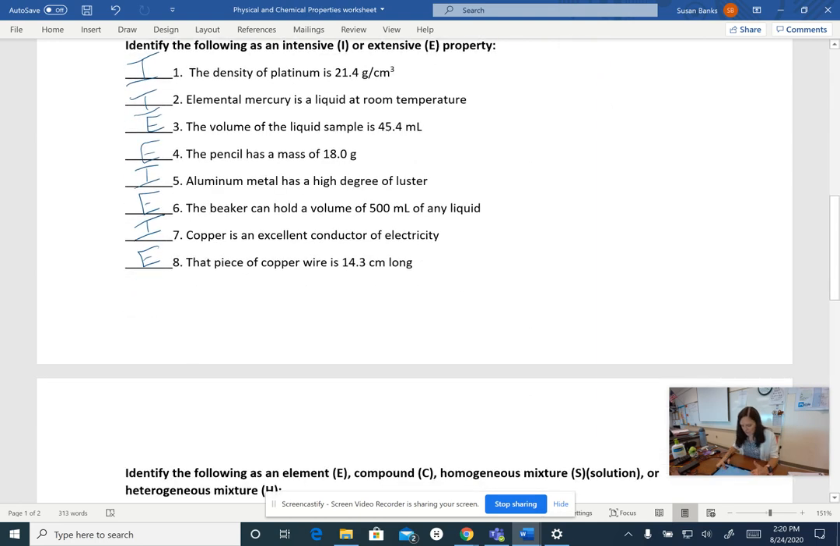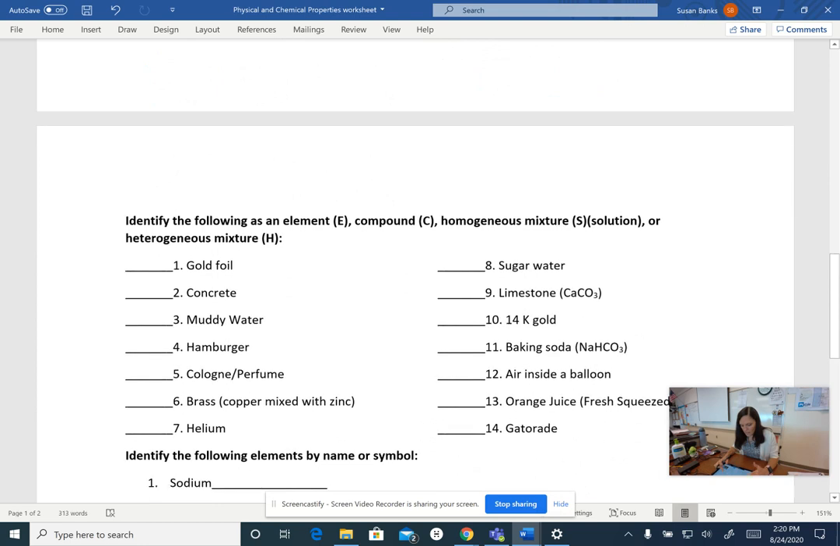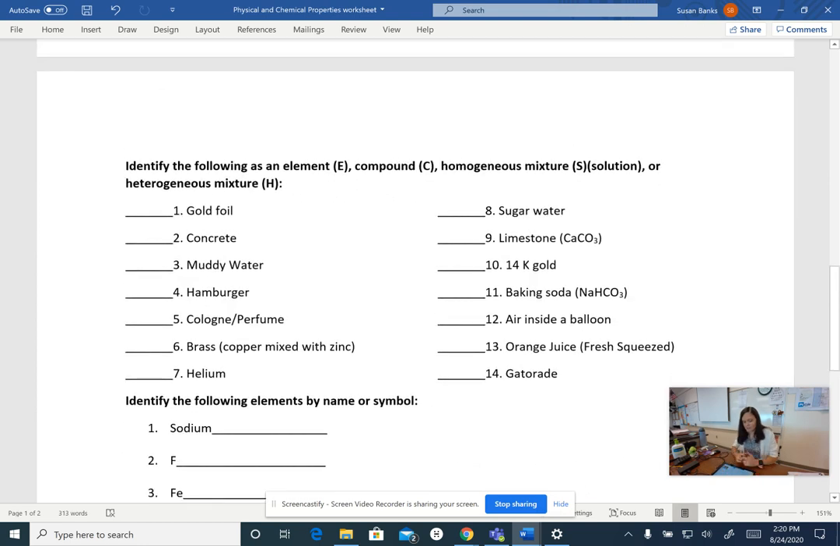All right, next section. Identify the following as either an element, a compound, a homogeneous mixture, solution, or a heterogeneous mixture. Take a minute, fill out this section, and then we'll check it. Okay, you ready? Gold foil. So I'm assuming it's just made out of straight gold. So that would be an element, since gold is an element.